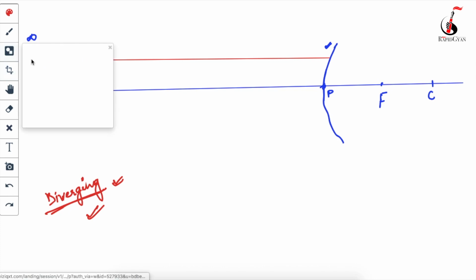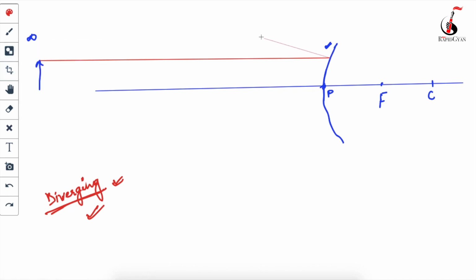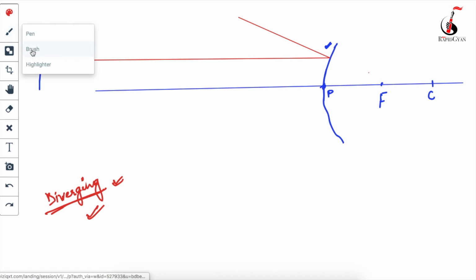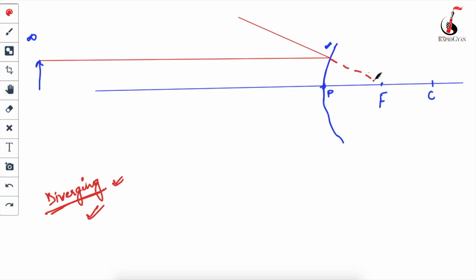So what will happen in this case? The light will be diverted, but remember guys, it will be diverted in such a way that if you extend it like this, hold on, give me a minute. Okay, if you extend the reflected ray, it's going to pass via your F. Remember which ray you are going to extend? The reflected ray, so it will pass by F.